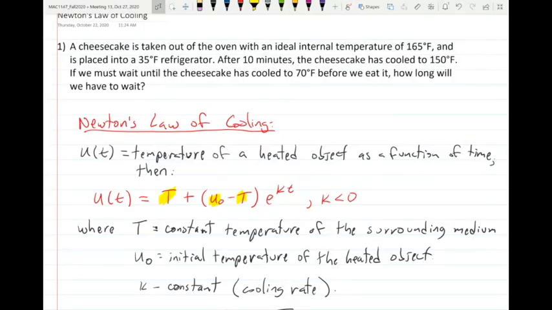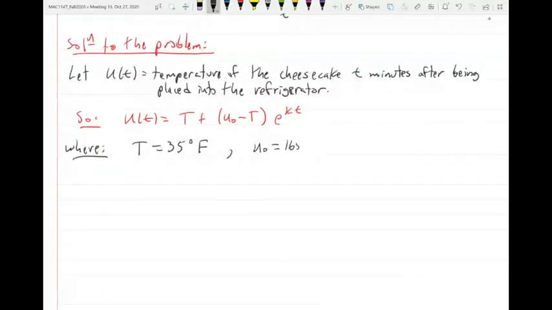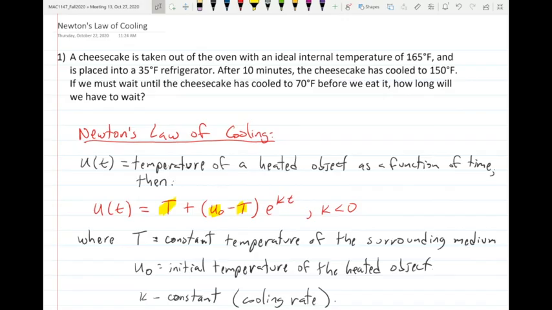So what's the initial temperature of the object? In this case, the cheesecake is 165. Good. So that's 165 degrees Fahrenheit. That's U0, 165. And notice that in the problem, we are not being told k. We don't know the cooling rate, but we are being told another piece of information. That's in the second sentence. So what's the second sentence telling us?